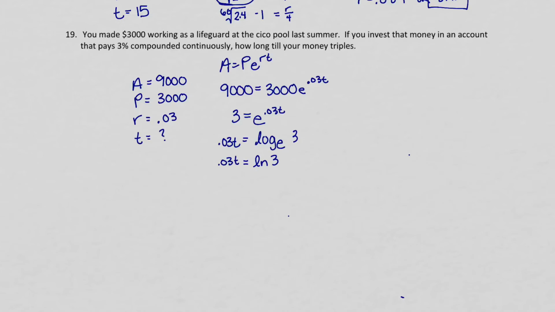Okay, that is a button in your calculator. To get T by itself, we're going to divide natural log of 3 by 0.03. We've divided both sides by 0.03. If you plug that in your calculator, you get about 36.6 years. And that concludes the Chapter 6 test review.